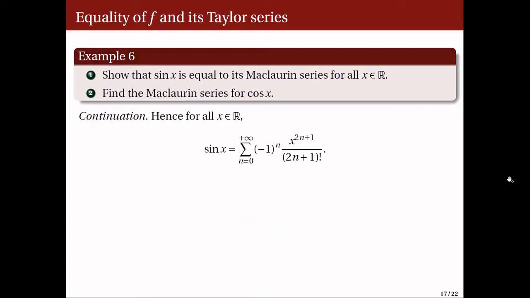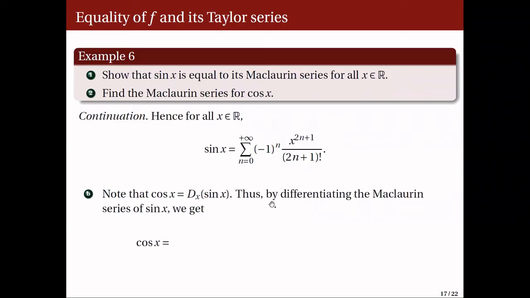From the result in number 1, we have shown that for all real numbers x, sine x is equal to its Maclaurin series, which appears on the right-hand side of this equation. So from this result, let us now find the Maclaurin series for cosine x. Note that cosine x is the derivative of sine x. Therefore, we can differentiate both sides of this equation to find the Maclaurin series for cosine x.